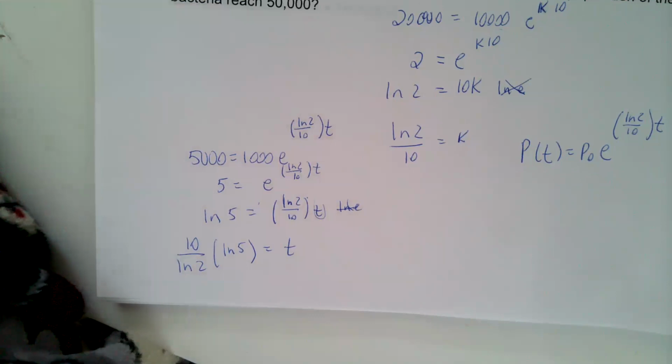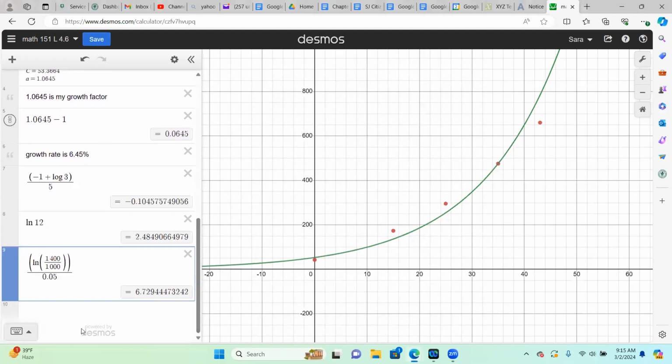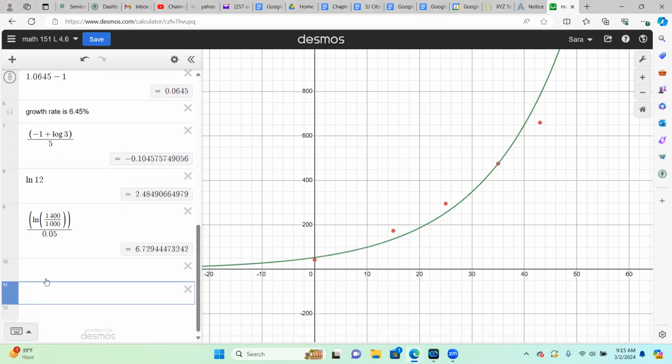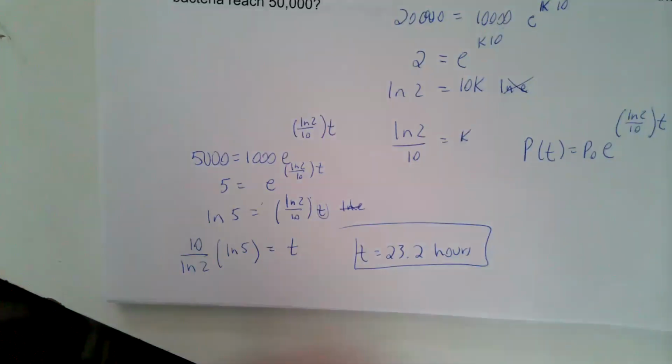So let's go to Desmos to find out how long this will take. So 10 times the natural log of 5 divided by the natural log of 2. So it's going to take not quite 24 hours, about 23.2 hours. Because it doubles every 10 hours. It's pretty cool how we can use our properties of logarithms to find and solve these examples.